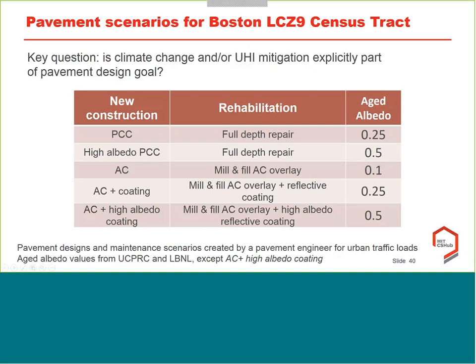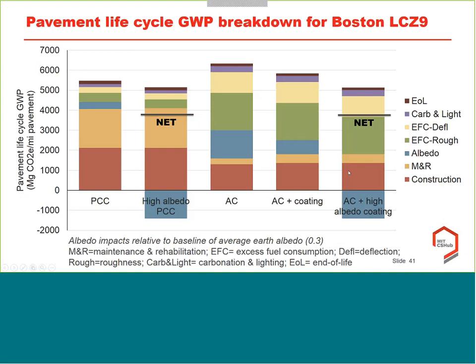So once again, there's a bunch of engineering that I'm not going to go into that went into what's the construction, what's the rehabilitation, and then some other studies measuring albedo here. Now, when we look at here, this is showing some of those different scenarios. There's a couple things going on here. Once again, this is showing the pavement life cycle global warming potential, basically in megagrams of CO2 or tons per mile of pavement. And the red is the construction impacts. Yellow is maintenance and rehabilitation. Blue is the albedo component.